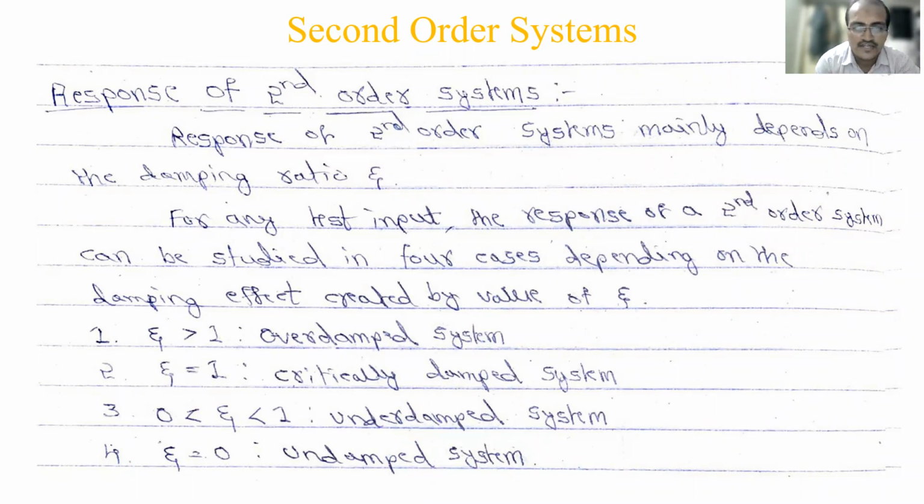Then zeta equal to 1. When you keep on increasing the zeta value, like in a tabular column, 0.2, 0.6, 0.8, finally it reaches 1, right?